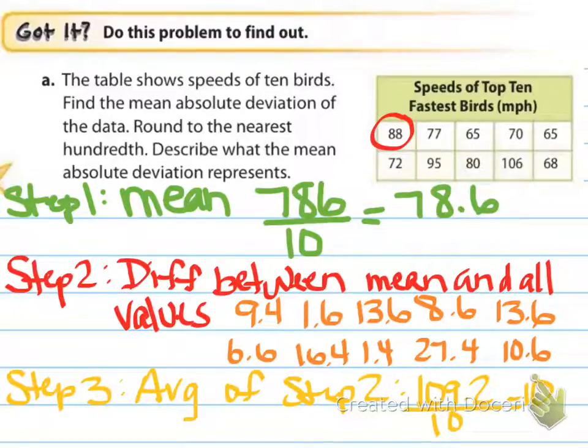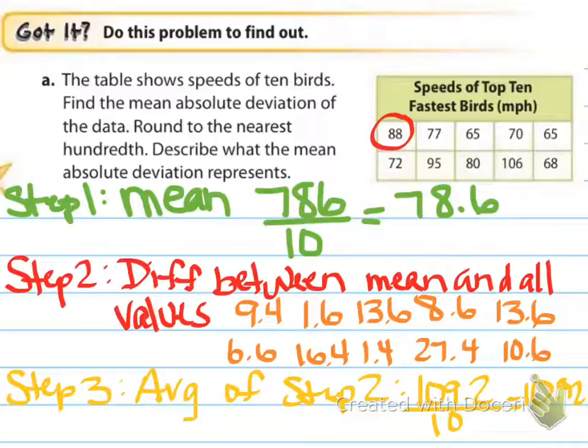And it said to round to the nearest hundredth, which is not necessary. So I find that interesting. But the nearest hundredth would make it 10.92. So 10.92 miles per hour is the average speed from the mean. So each of these values has an average of 10.92 miles per hour from the mean average, which was 78.6 miles per hour.